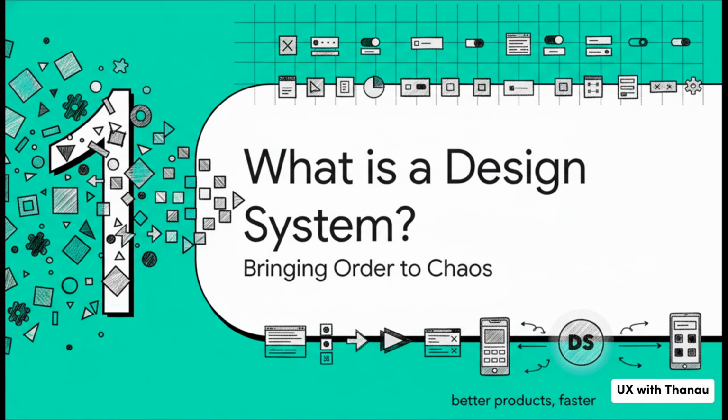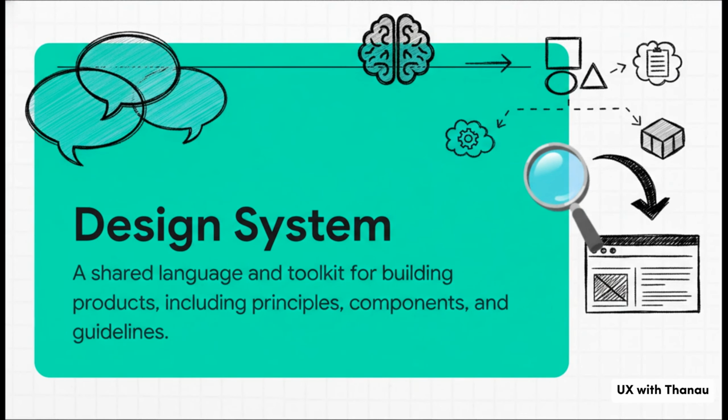So, how do we fight back against this chaos? Well, the answer is a design system. This is the framework that brings order and sanity back into the picture, letting teams build way better products way faster. A design system is so much more than just a library of buttons and icons. Think of it as a shared language, a single source of truth that gets everyone on the same page, from designers to engineers to product managers.